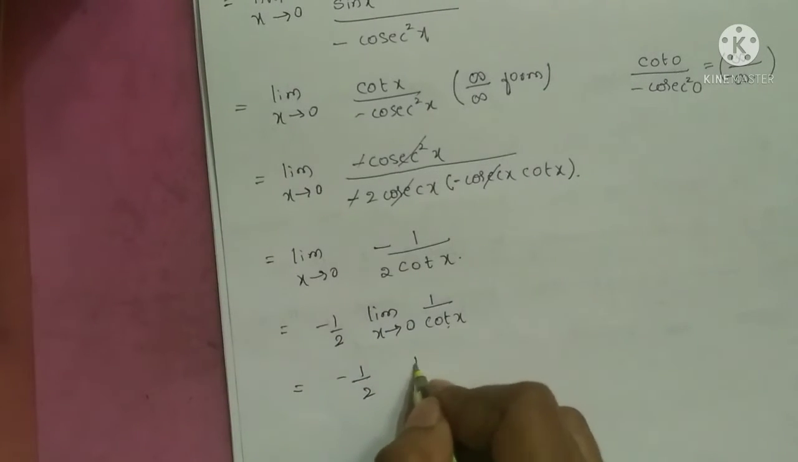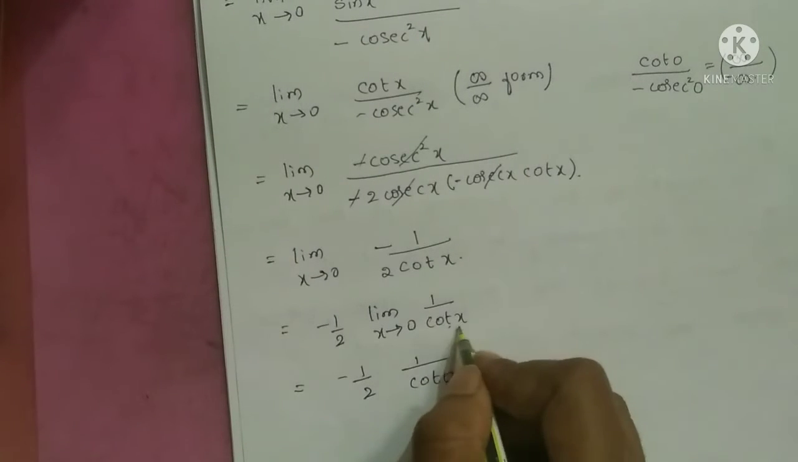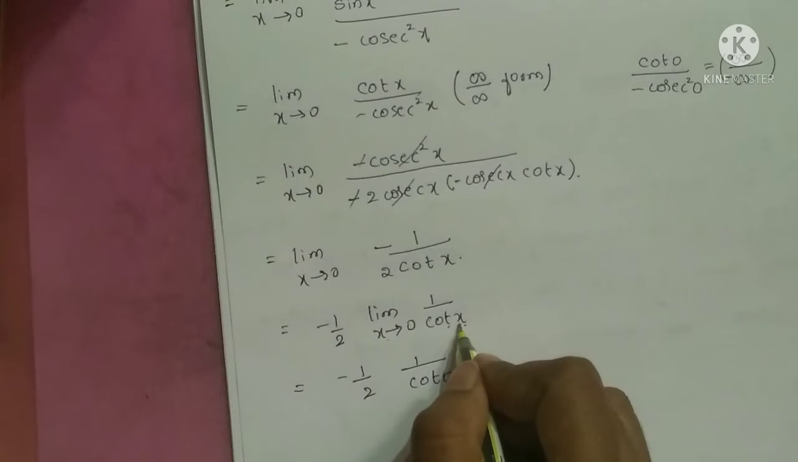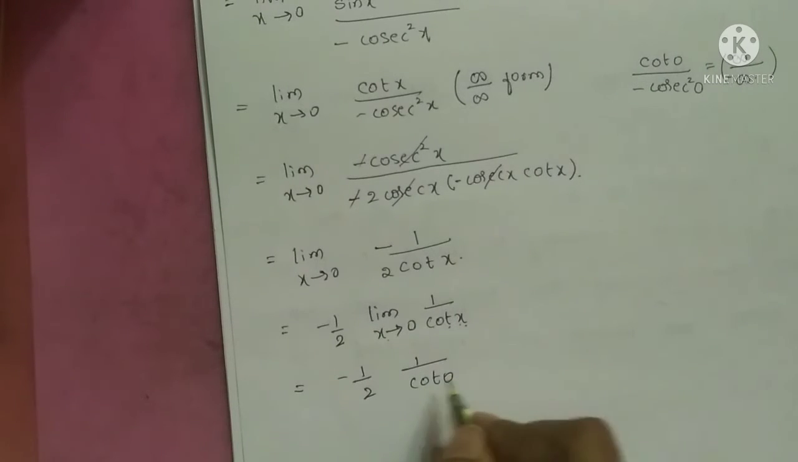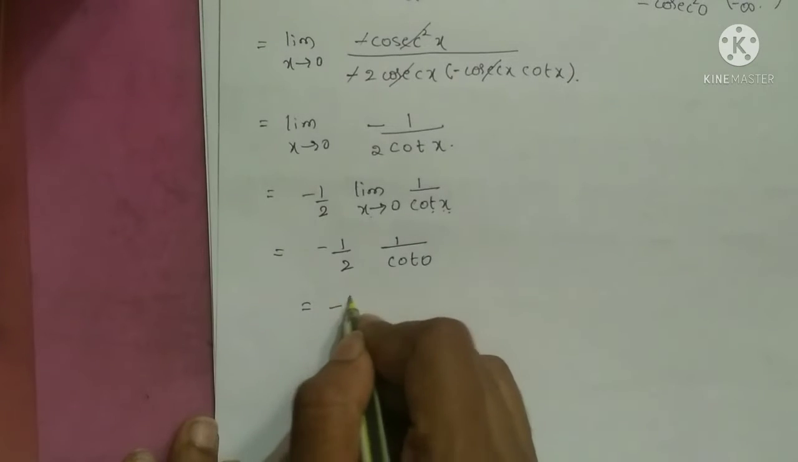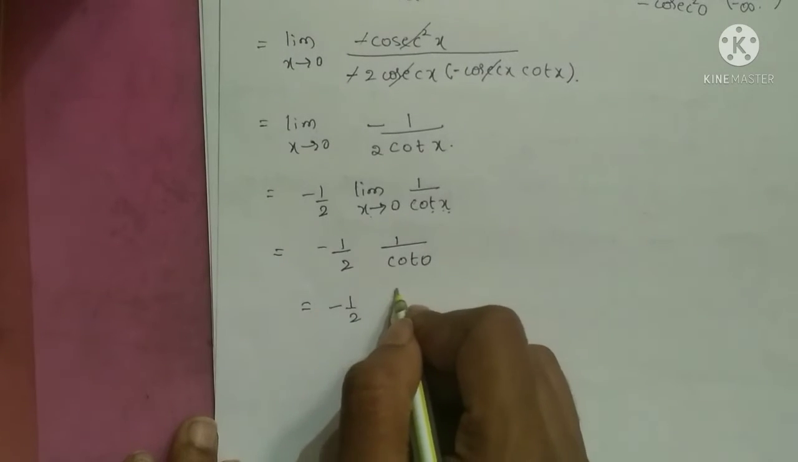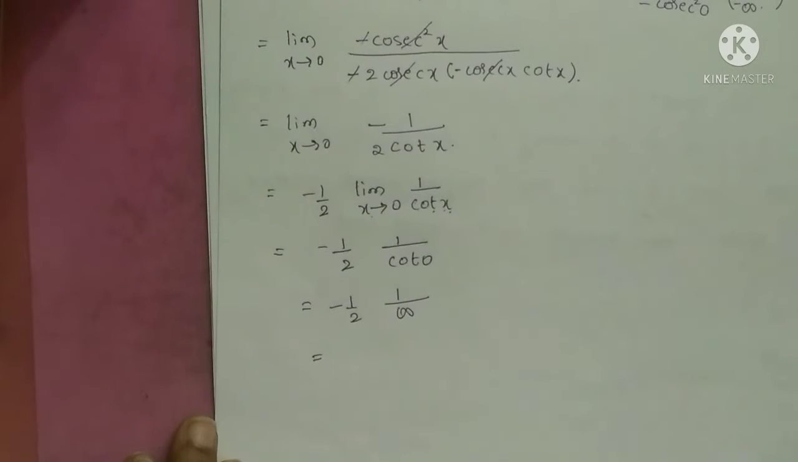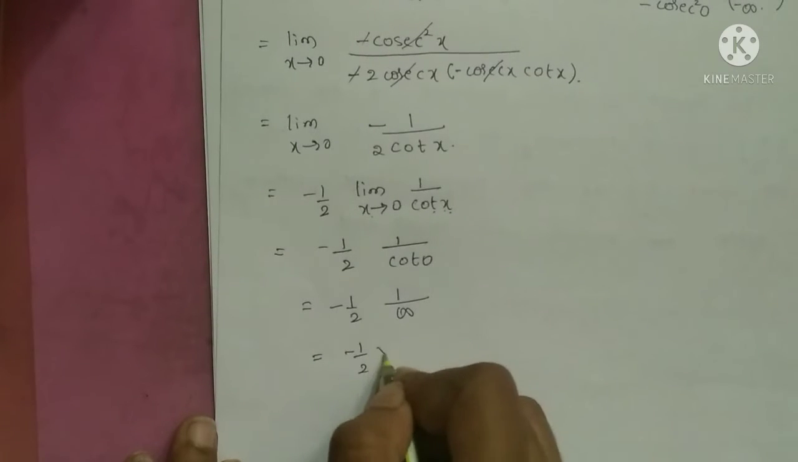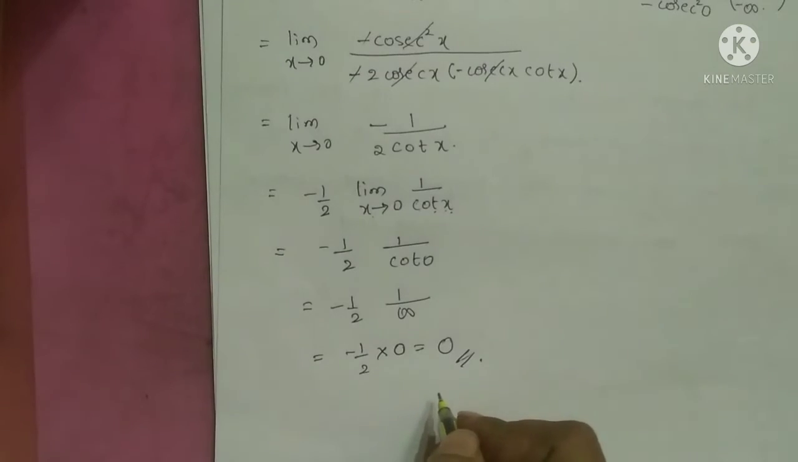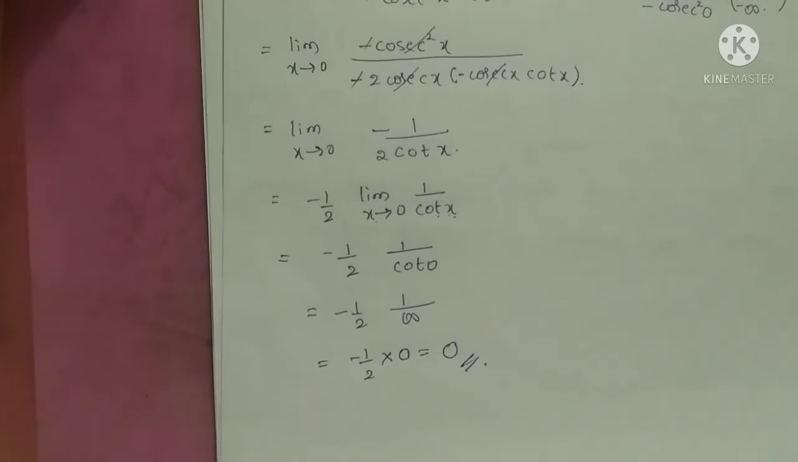What is here? 1 by cot 0. Wherever you have 1 by cot x, wherever you find x, you have to replace it by 0. So 1 divided by cot 0. Then it becomes minus 1 by 2. Cot 0 is infinity, so 1 by infinity is 0, into 0. Your answer is 0. Understood? Your answer is 0.